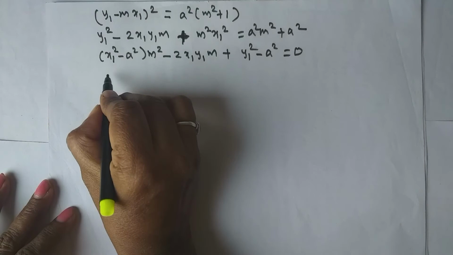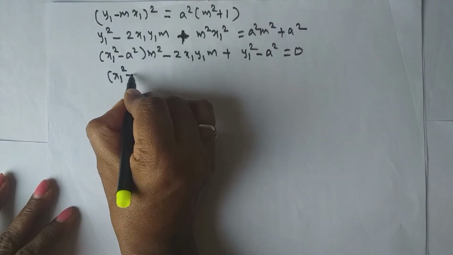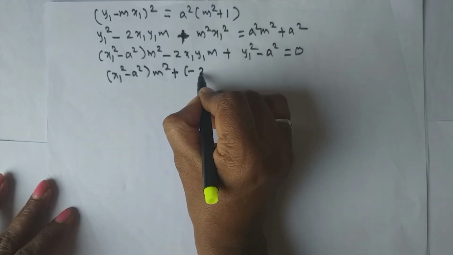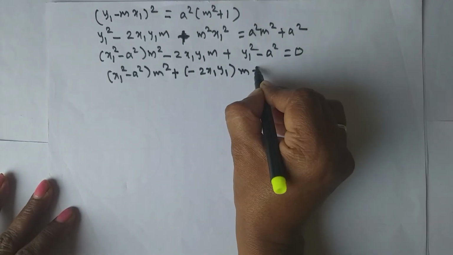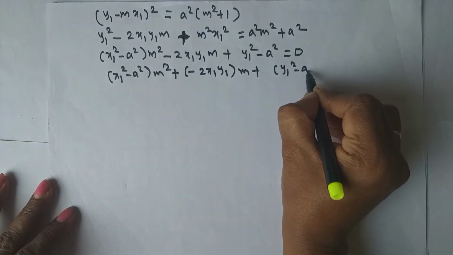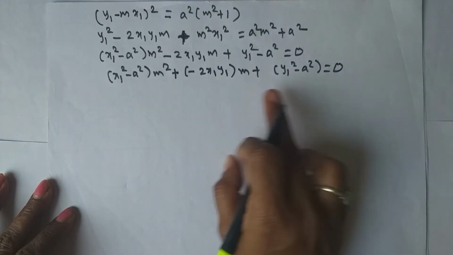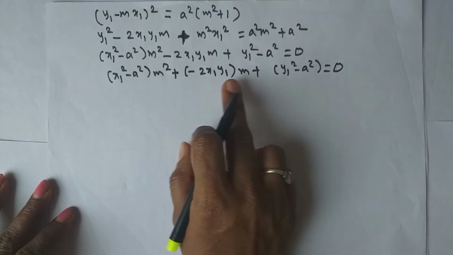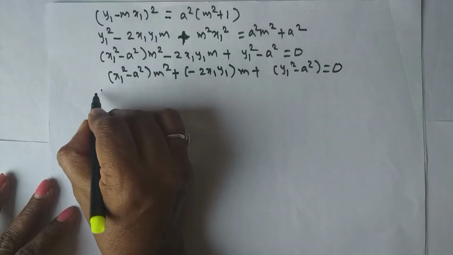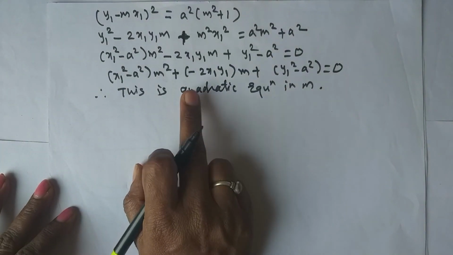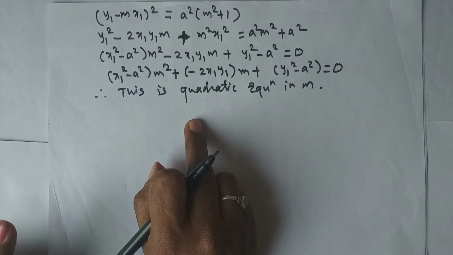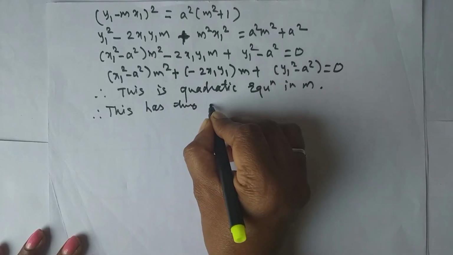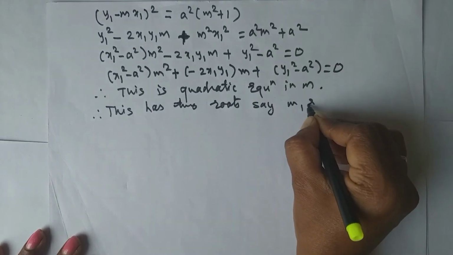Okay, now what is this? This is (x1 square minus a square) m square. This is plus, in the bracket minus 2 x1 y1 m, plus take this constant in one of the brackets, and this is the quadratic equation in m. This is the coefficient of m square, this is the coefficient of m, and this is the constant term. Okay, now as this is a quadratic equation in m, it must have two roots, say m1 and m2.